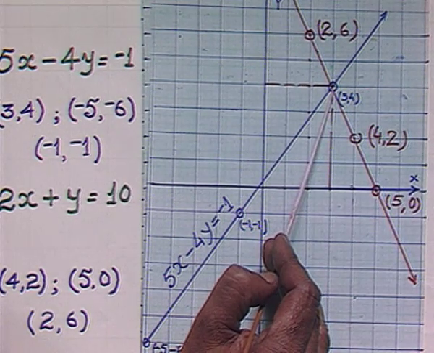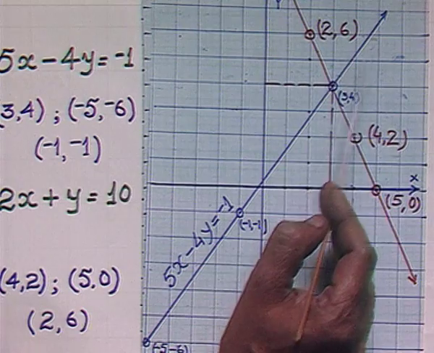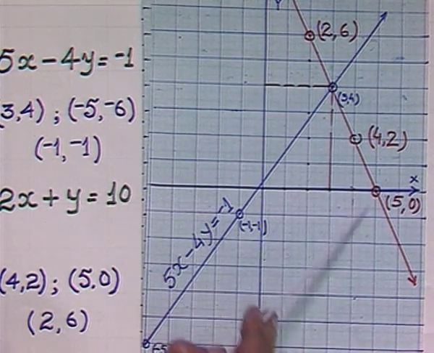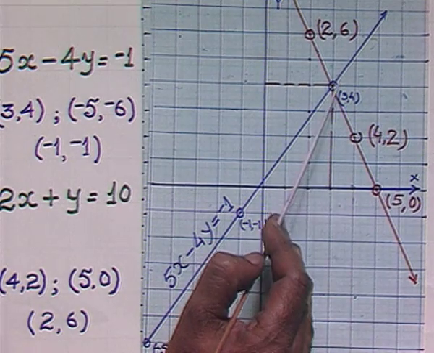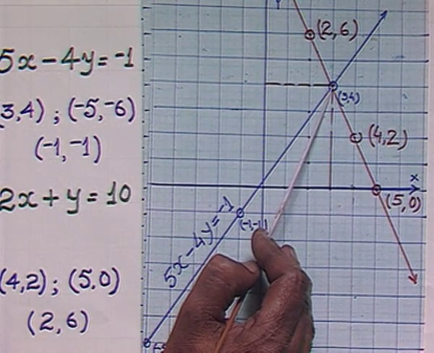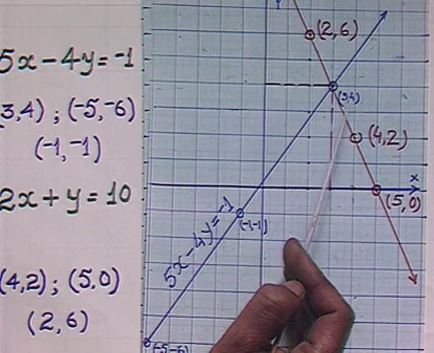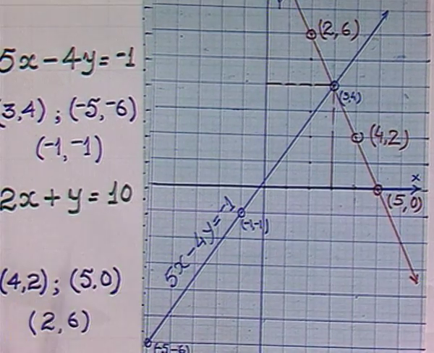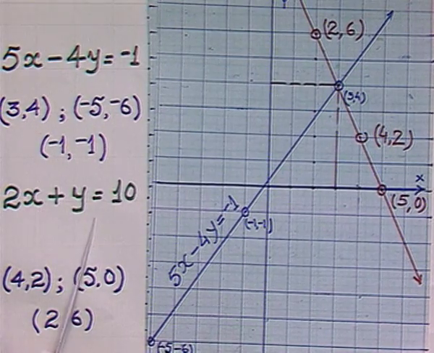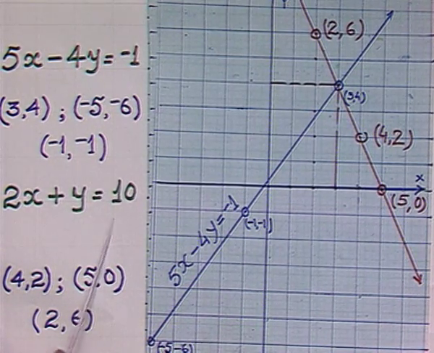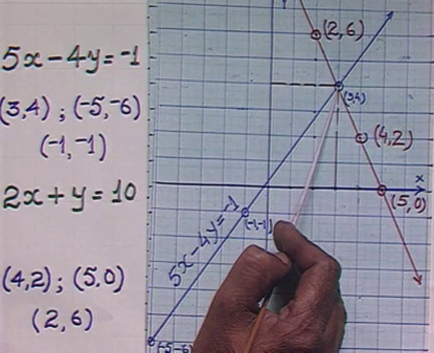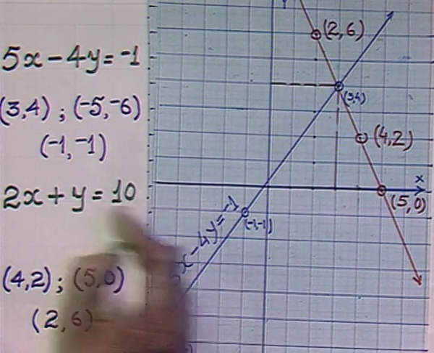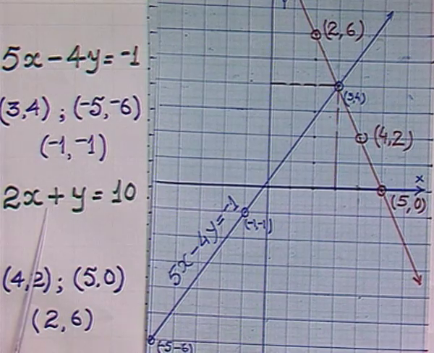And what is the beauty of this point? This point is lying on this line as well as on the other line. That is, this is an ordered pair which satisfies both the equations, 5x minus 4y equals minus 1 and 2x plus y equals 10. So this ordered pair (3, 4) satisfies both the equations.